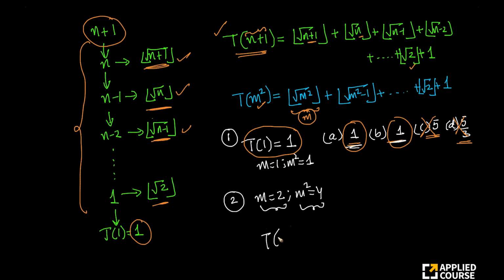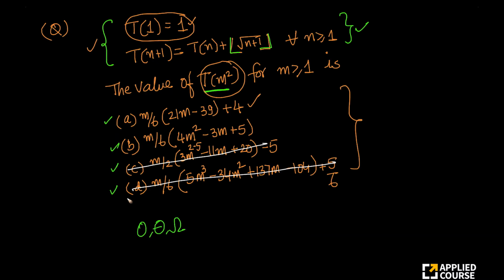And I computed Tm square. What will Tm square be? Tm square will be square root of 4 plus floor of square root of 3 plus floor of square root of 2 plus 1. Right? This is your Tm square. Right? Now I computed this.